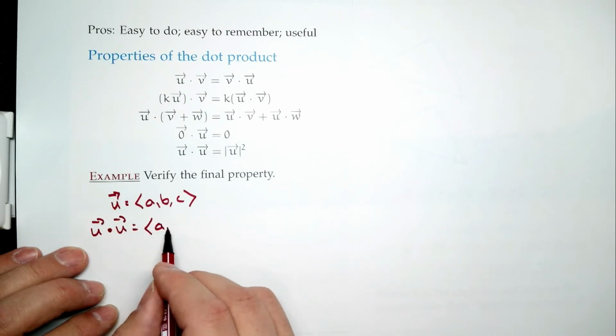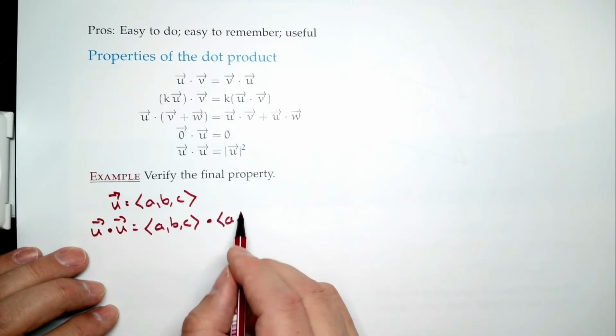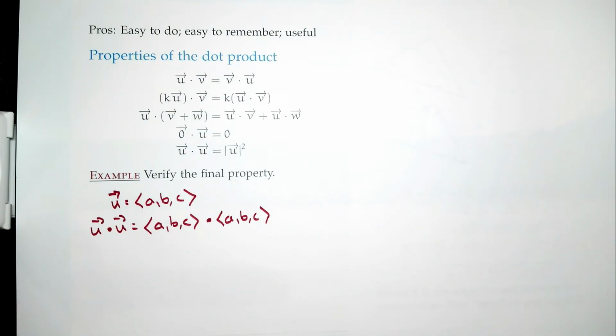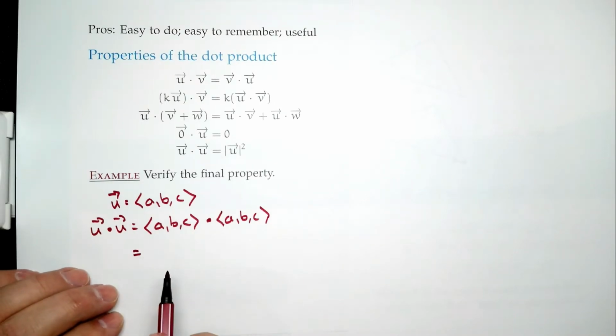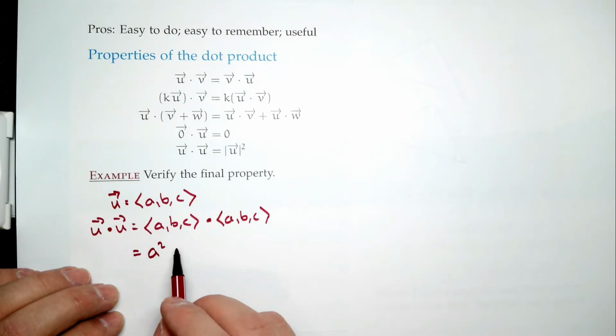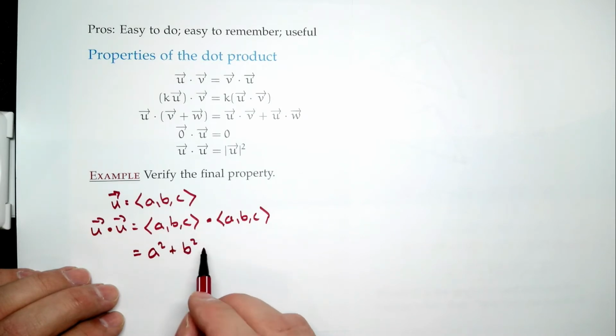So A, B, C dot A, B, C. Because that's what u is. U is ABC, so I have ABC dot ABC. All right. Well, according to the rule, what do we have? Yeah, A squared, because A times A, and then B squared, and we're going to add, and then C squared.